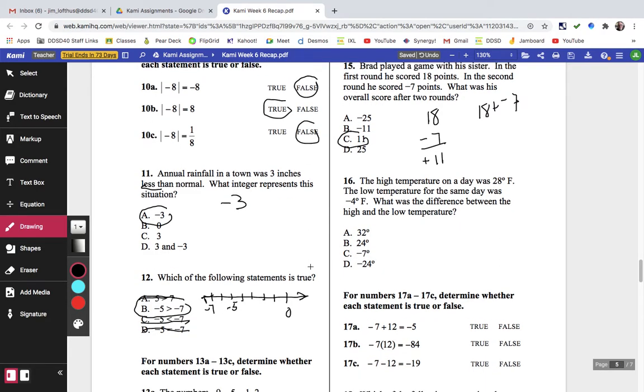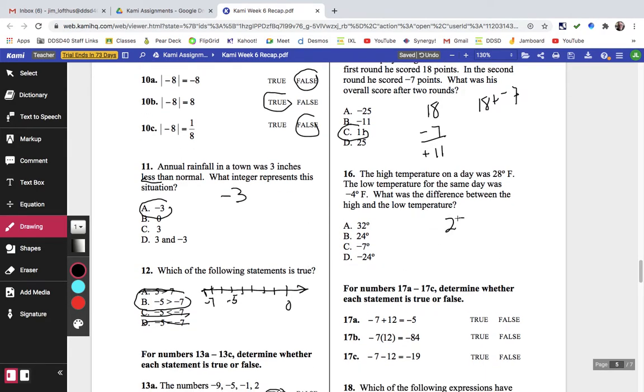Number 16, the high temperature for the day was 28 degrees. The low temperature of the day was -4. What was the difference? So when we find the difference, again, the vertical number line would be helpful here, up to 28, down to -4. We can see that it's going to be more than 28. So 28 minus the -4 is the same as 28 plus 4. So we're going to look for 32 over here, which is A.